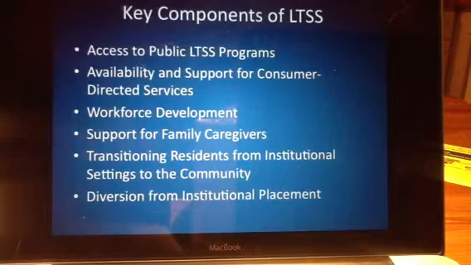The key components of LTSS consist of access to public LTSS programs, availability and support for consumer-directed services, workforce development, support for family caregivers, and transitioning residents from institutional settings to the community, and diversion from institutional placement.